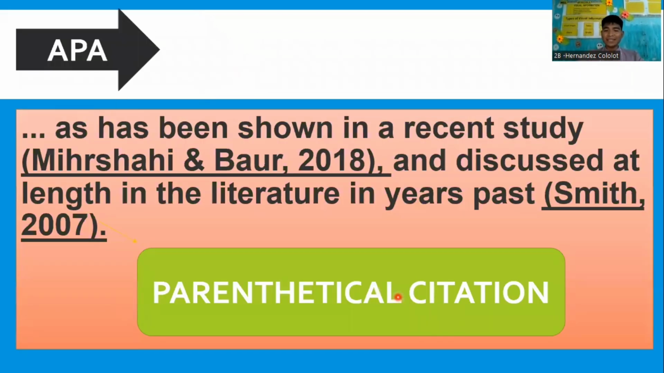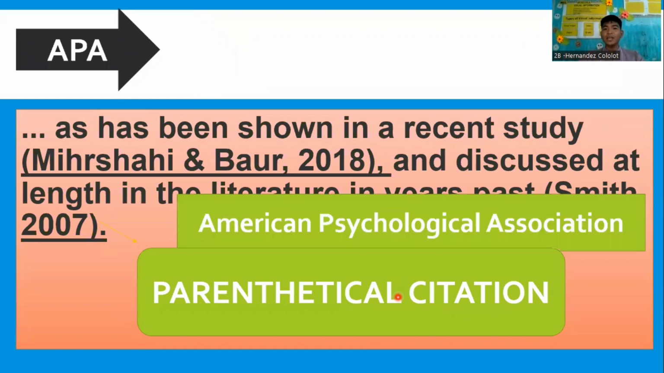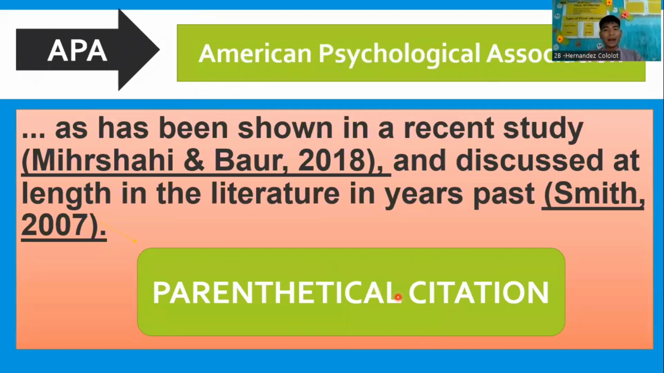Okay, so I have here an example of a parenthetical citation using the APA, or the American Psychological Association. As you can see, there is an ellipsis in here, which means that there are ideas prior to this. So let me read this. As has been shown in the recent study, Mershashi and Bohr, 2018, and discussed at length in the literature in the years past, according to Smith, 2017.